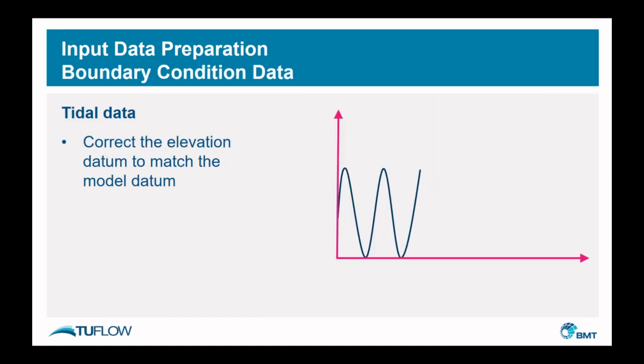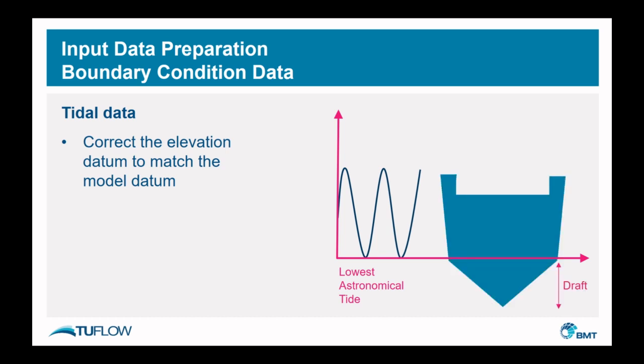The next thing I typically look at are my boundary condition data sets. We'll start with tidal data here. In the vast majority of cases, you'll find that the elevation datum associated with tidal data doesn't match the elevation datum of your flood model. The simple reason for that is the primary purpose of collecting tide data is to ensure that the draft of boats isn't too deep to operate in navigation channels in ports and rivers, so they relate their levels to lowest astronomical tide. So this typically needs correcting to be applied into a flood model.